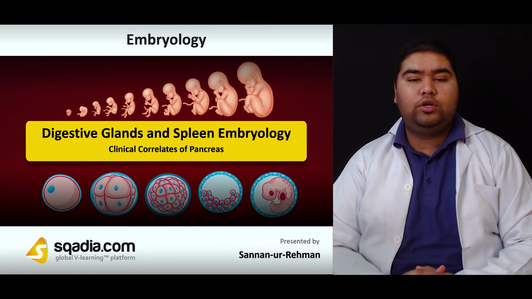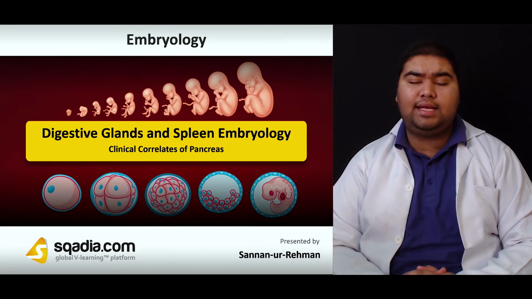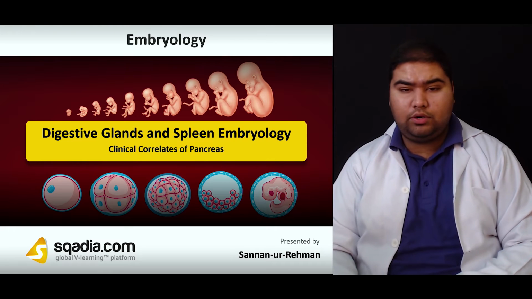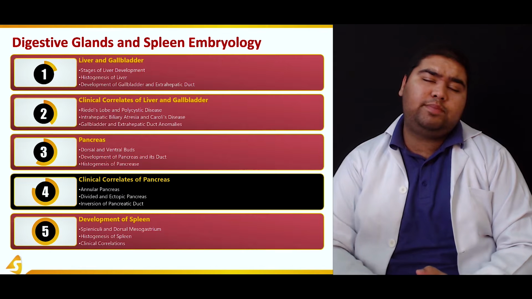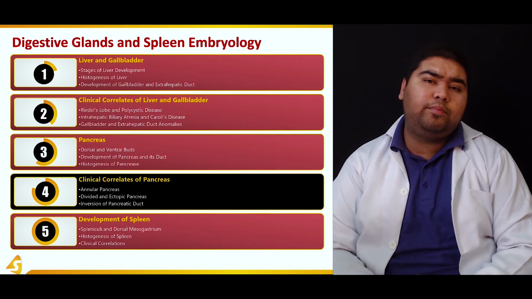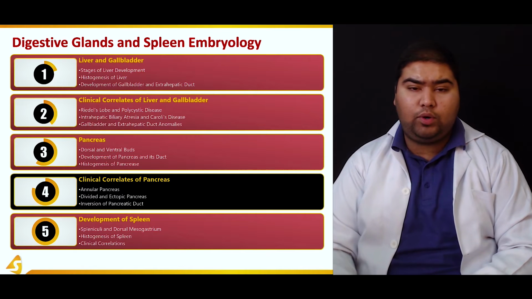Welcome back. We're talking about the digestive system and primarily the digestive glands and spleen. We have discussed the embryology of the pancreas in the section before, and now we'll see the clinical components of when this embryology goes wrong. So this section has been divided into various clinical components of the pancreatic embryology gone wrong. Let us take a look at all of these one by one.